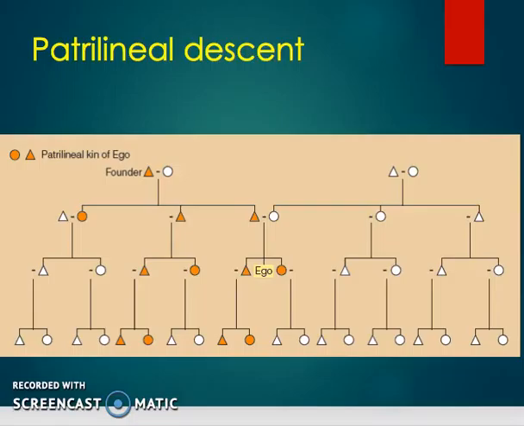Here we see a 4-generation patrilineage with all members shaded. Note that in each generation, both sons and daughters belong to their father's patrilineage. The son's children also belong to the patrilineage, but the daughter's children do not. They would belong to their father's patrilineage.